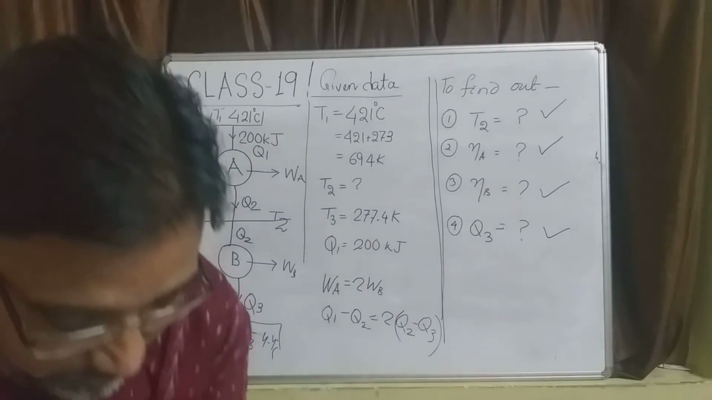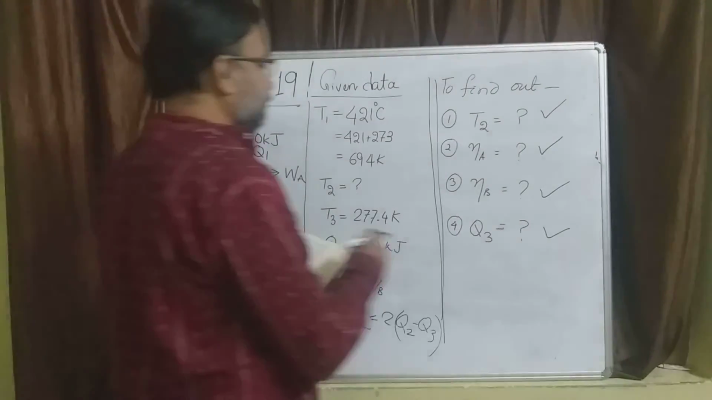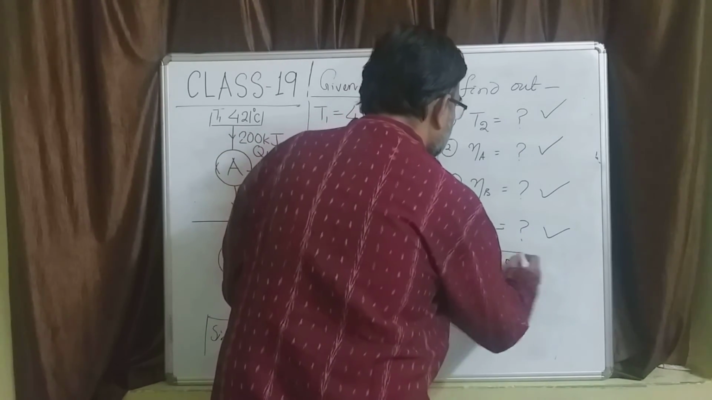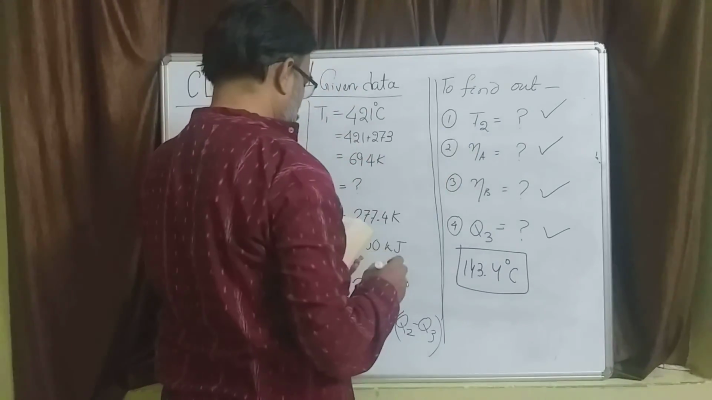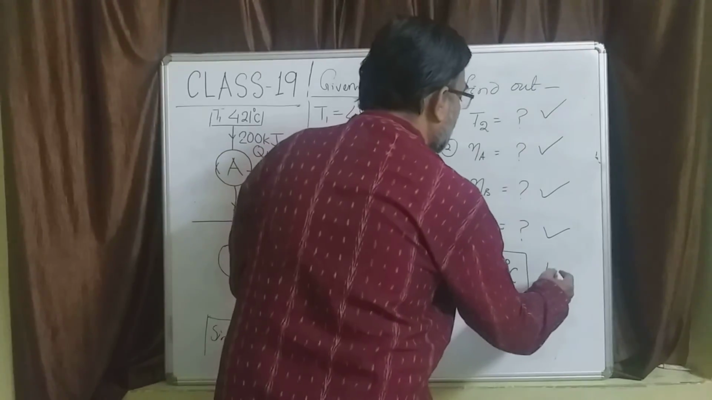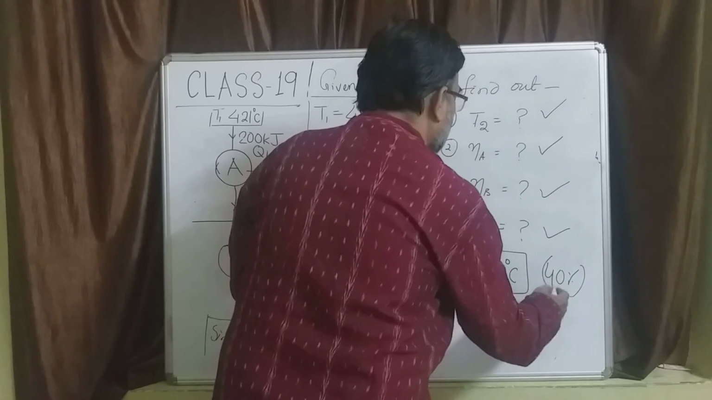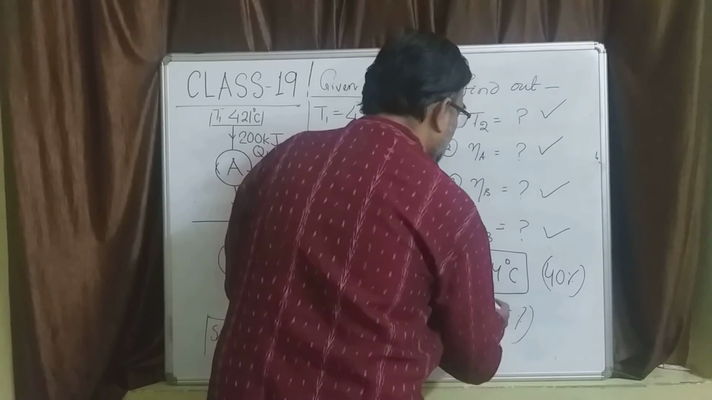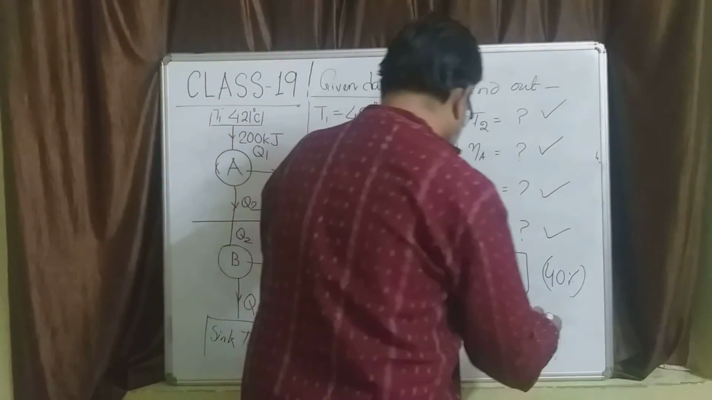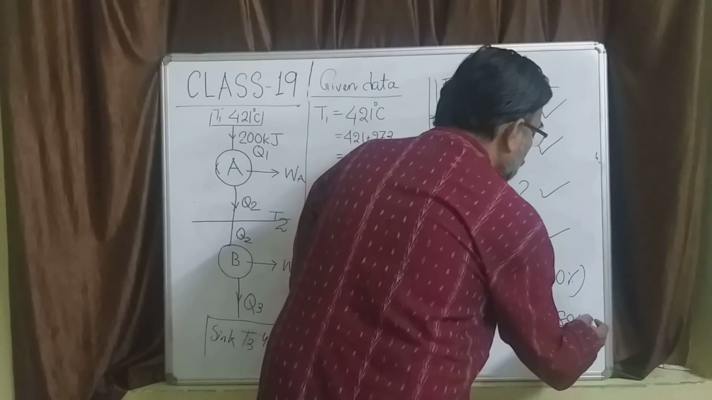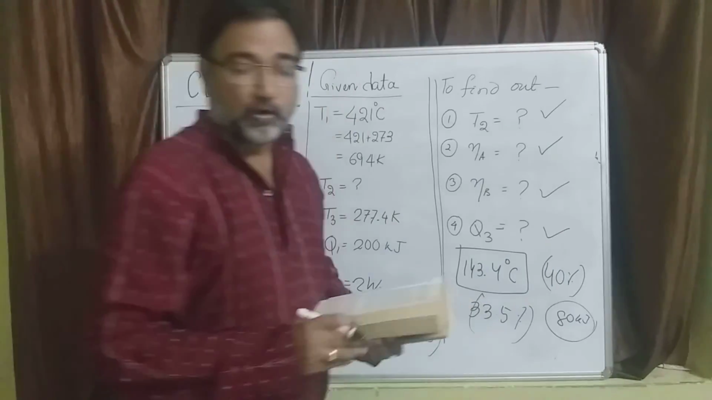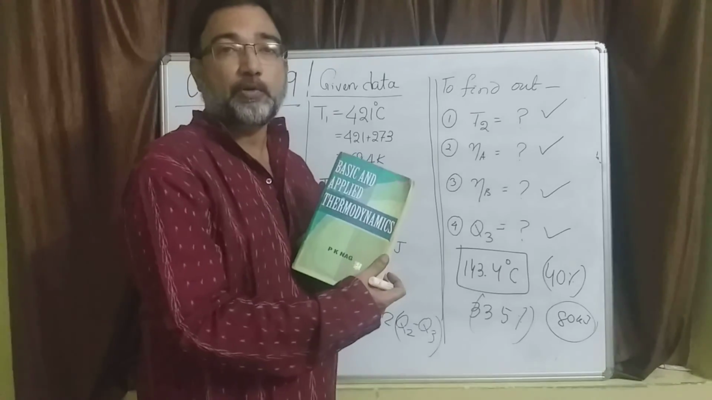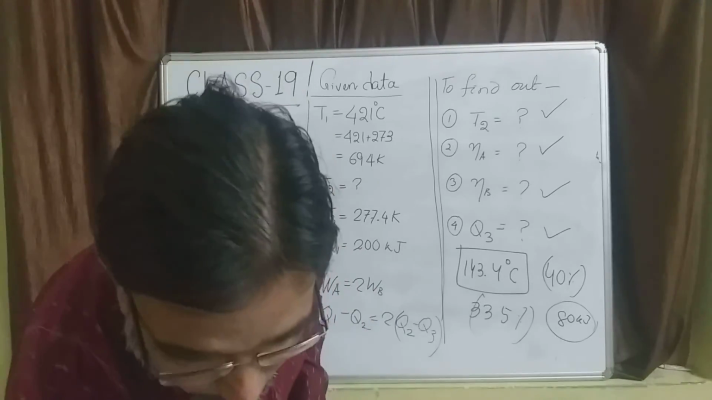I am telling you the answers that are given in the book. So intermediate temperature T2 is 143.4 degrees centigrade. Then efficiency of engine A is 40%. Efficiency of engine B is 33.5%. And heat rejected to the sink is 80 kilojoules. Okay, so these are the answers given in the book. This is a problem from Engineering Thermodynamics by PK Nag, and these are the answers given.